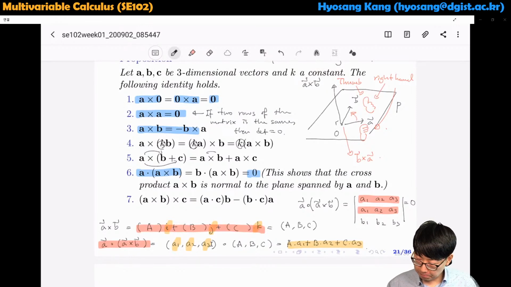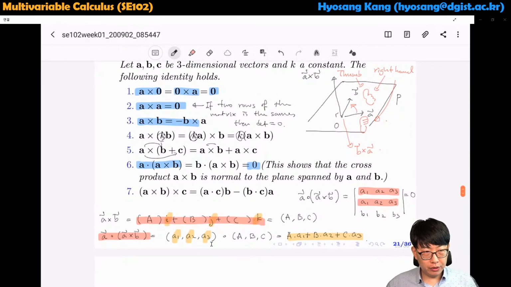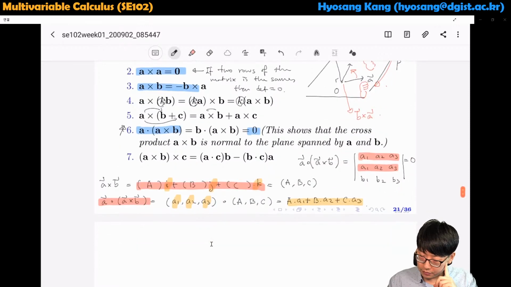Okay. And you can also reinterpret this geometrically: A times B is perpendicular to the plane containing A and B. So therefore A times B must be perpendicular to A and B, right? Whenever two vectors are perpendicular, you get 0 when you take the dot product. So that's how you can also explain this property C. So this is also important.